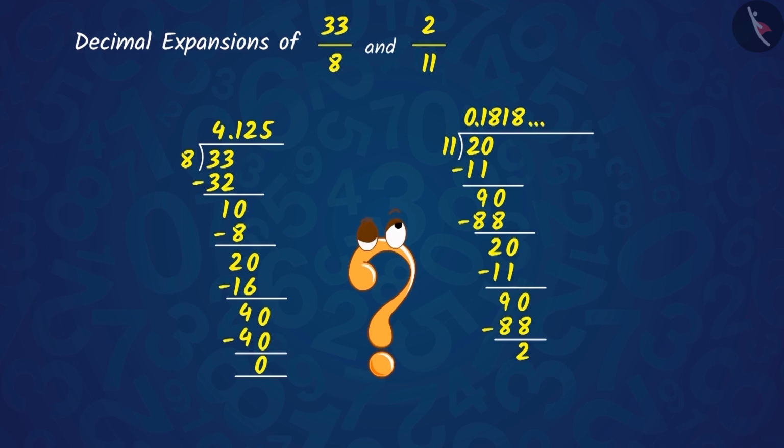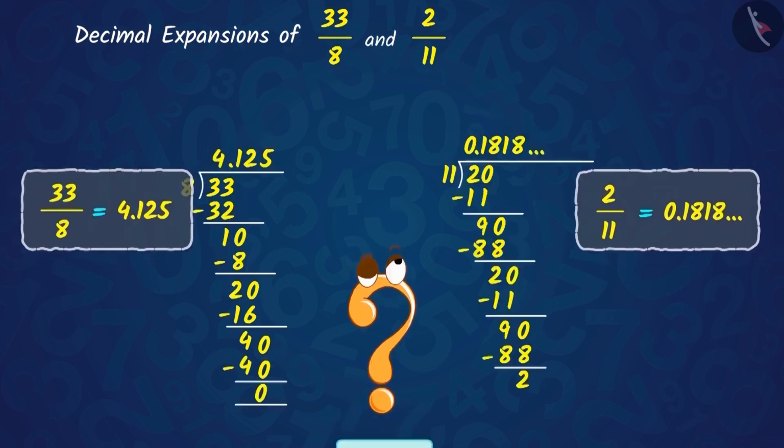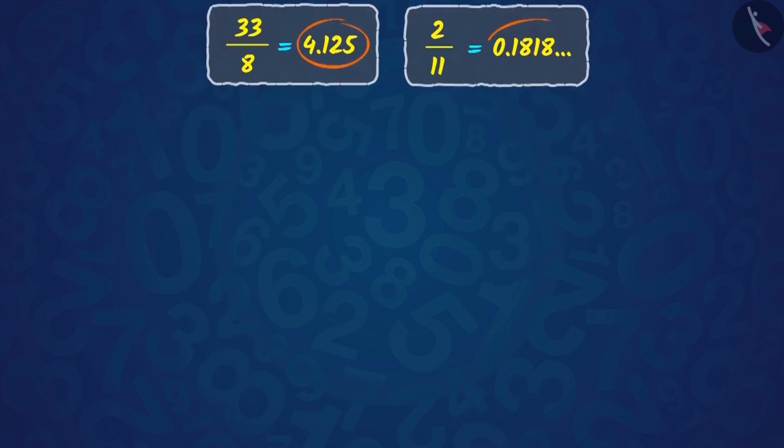Can you tell which method have we used here? Perfect! We have used the division method here. What do you understand by looking at these decimal expansions?